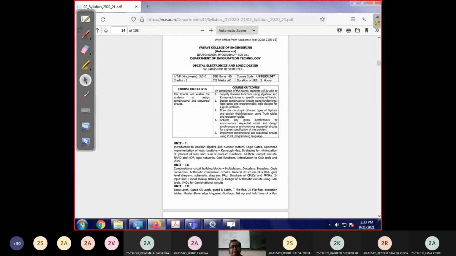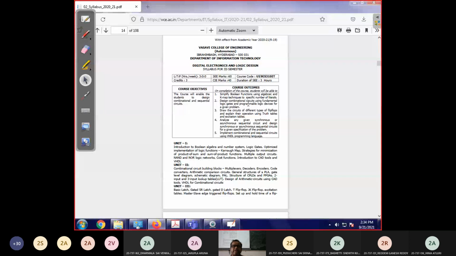Now talking about the second outcome: design combination circuits using fundamental logical gates and programmable logic devices for a given problem. I give a problem statement to you, and based on this statement, you should be able to design a simple combination circuit. For example, I have some data coming, compare this data, and a bulb should glow whenever the output becomes one. That kind of problem I give to you, and you should be able to design a digital circuit for that. Those things will be the second outcome.